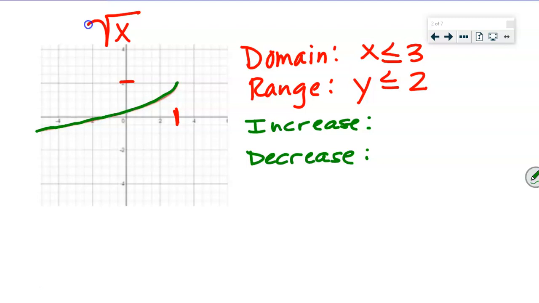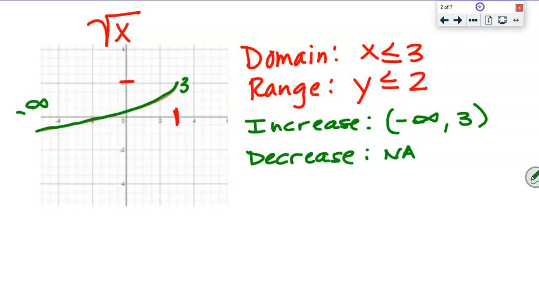Yeah, it's rising. So this is an interval of increase, and it goes from negative infinity to where? To that 3 right there. So it goes from negative infinity to 3. And then does it have an interval of decrease? The answer is no. So it's not applicable here. So I want you to notice something here, guys.